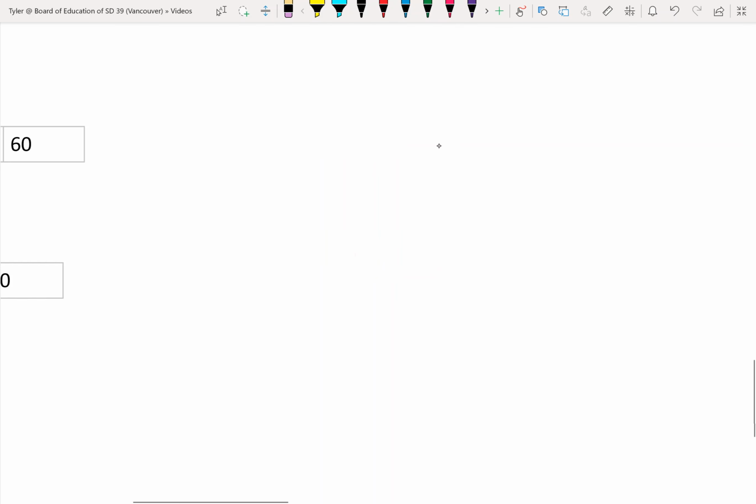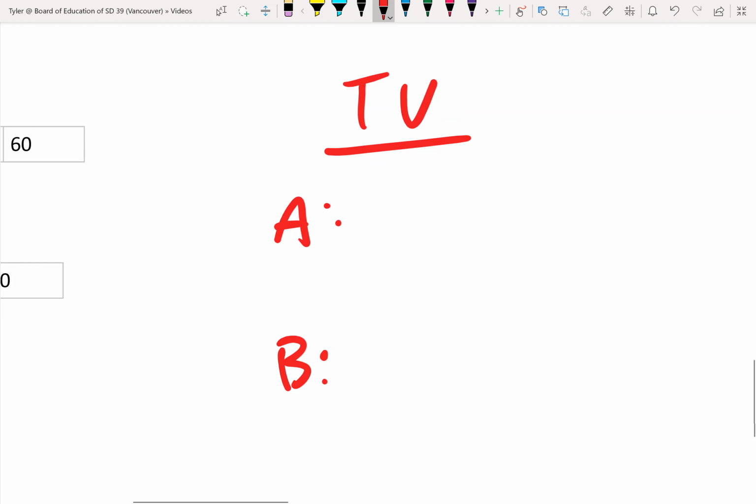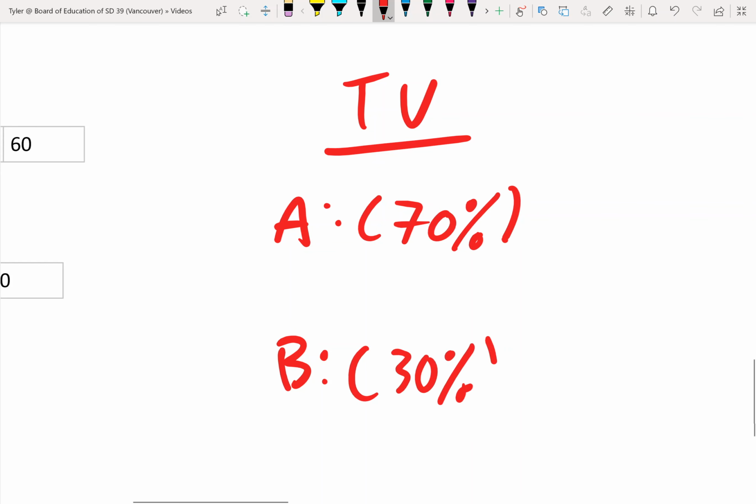Let's say you ask people how many TVs they have. Okay, and you have 2 groups of people that you're going to ask. You have group A and group B. And for some reason, group A, there's a lot more of them in society, so you're going to say that's like 70%. Group B, there's only like 30% of them, so you're going to have 30%.